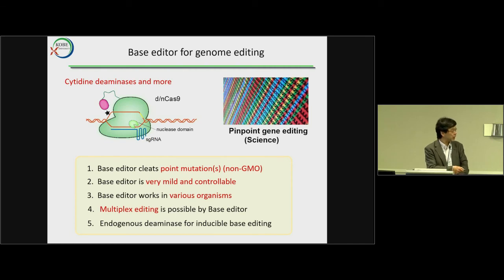So if I summarize the systems, a base editor creates point mutations in a very targeted way. The base editor is very mild, controllable, and creates very clean mutations. It works in a variety of organisms. Multiplex editing is possible because it doesn't cut the DNA, so it's very mild. And we can utilize endogenous deaminases for the editing. So I hope I convinced you that this system has many merits.